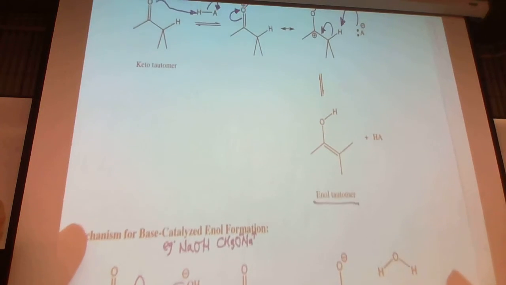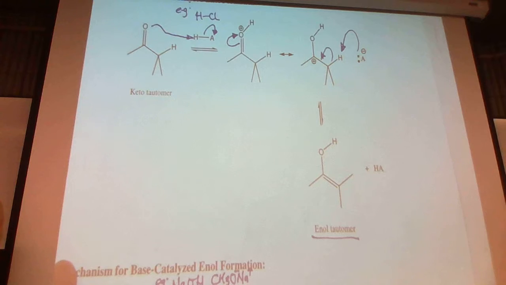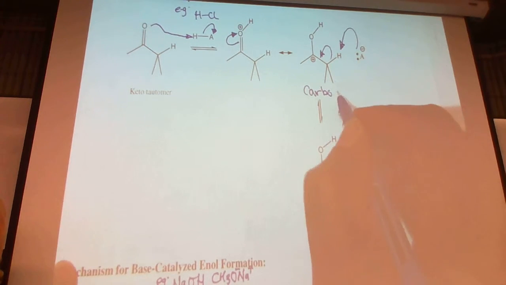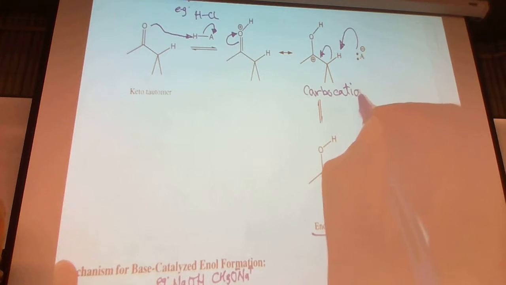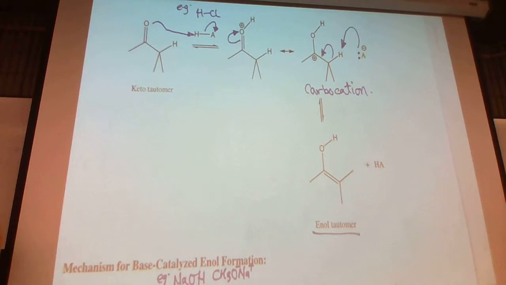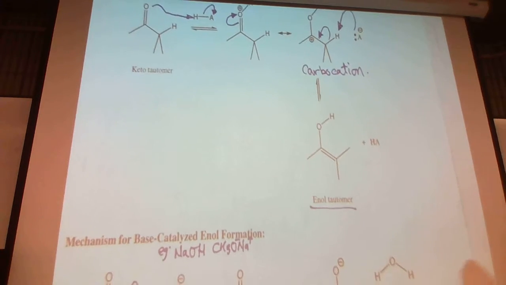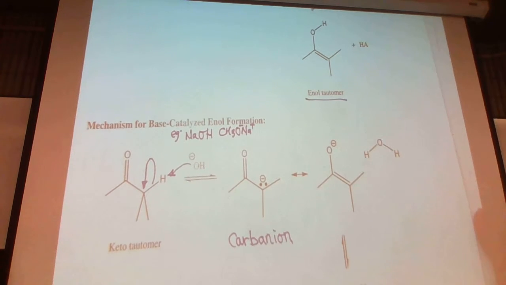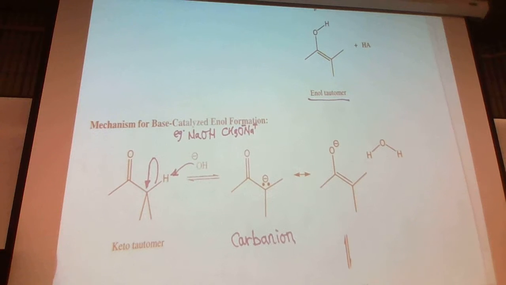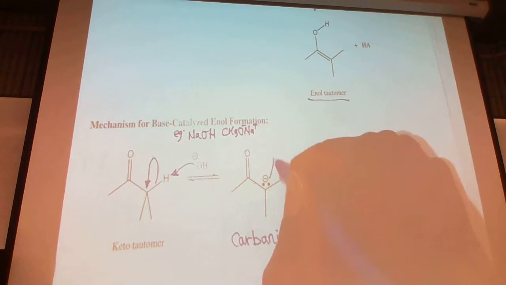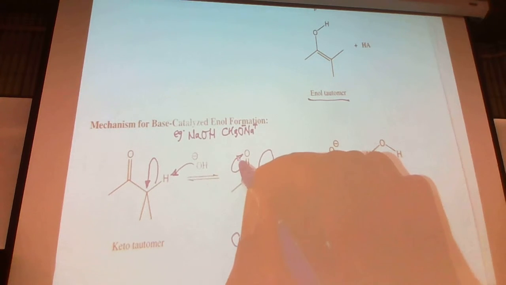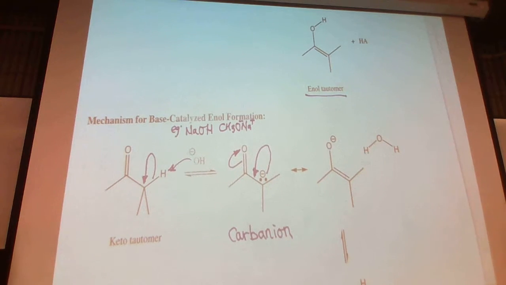Let's write it down. We have a carbocation intermediate. All right. So if you're using an acid, you get a carbocation, a positive charge. If you're using a base, you get a negative charge. Okay. So that carbocation is resonance stabilized by your carbonyl, pushing the electron onto the oxygen.